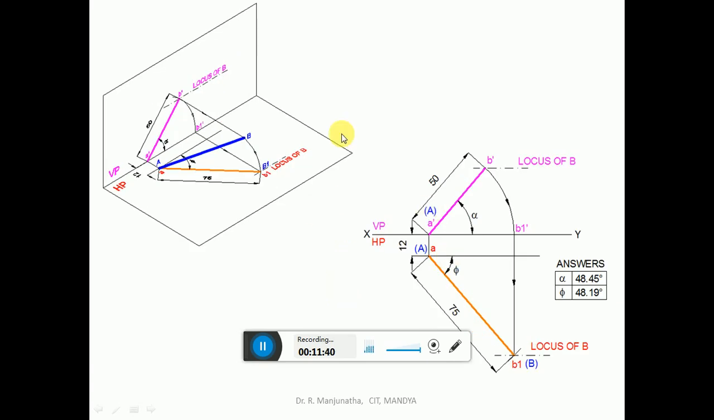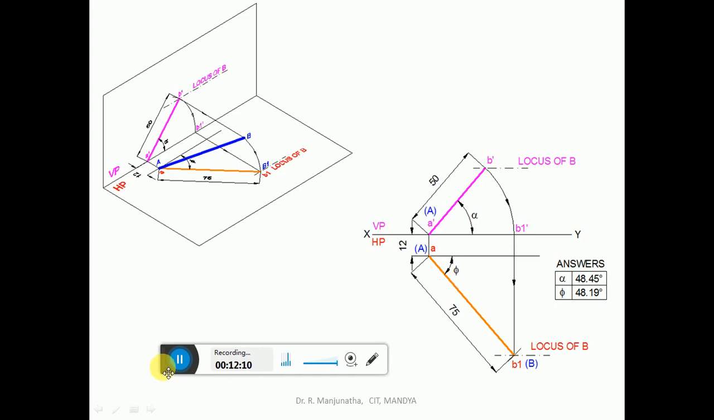So here, when you are doing it, first you draw the XY line and you mark VP and HP, the distance of the point. First you mark the point A, which is in HP and 12 mm in front of VP, mark this A dash and A. Now first we have considered the front view, which is 50 mm parallel to XY line, and when it is projected onto the top view, then it is going to be the true length.